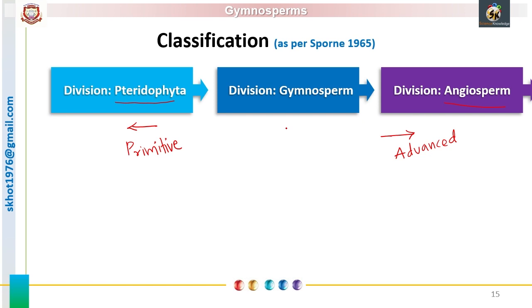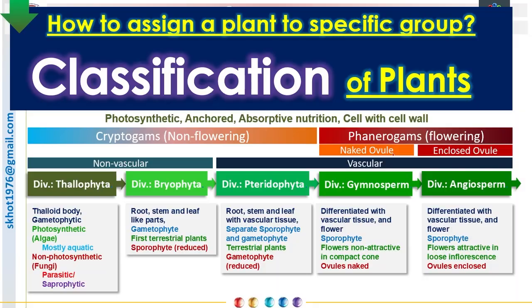With this reference, we can say that the gymnosperms are advanced compared to the pteridophytes. They are more evolved than pteridophytes, but they are primitive compared to the angiosperms. How the plants are classified is described in the video on classification of plants. I will provide the link of this video in the description box. Please visit and see how the plants are classified and how the gymnosperms are placed in between pteridophytes and angiosperms.